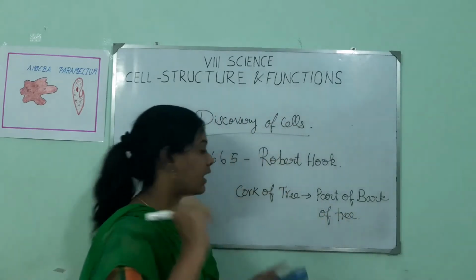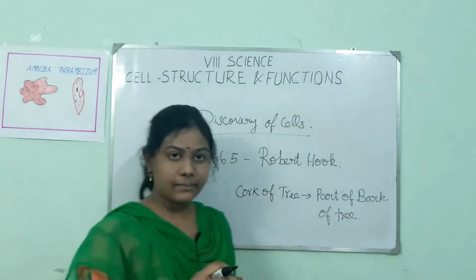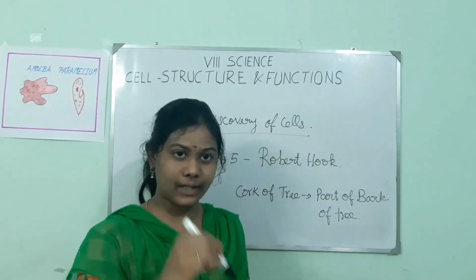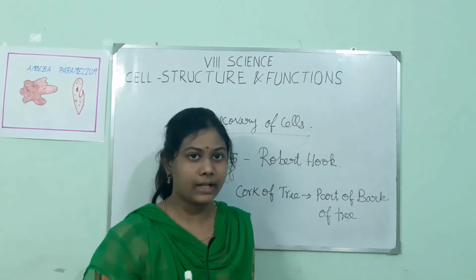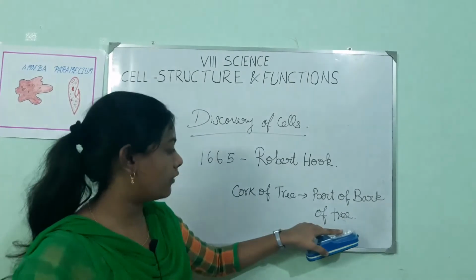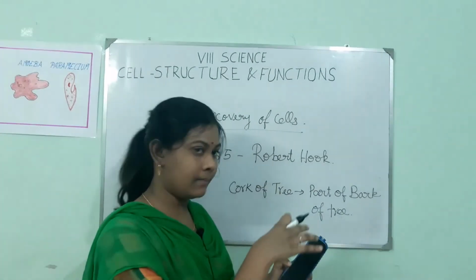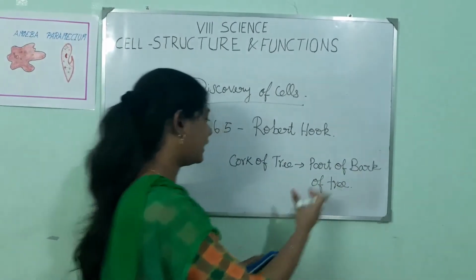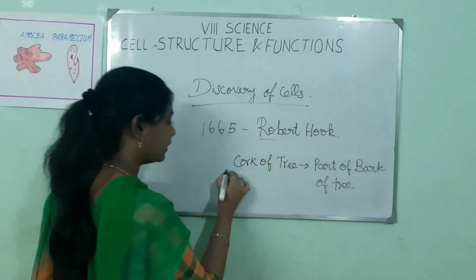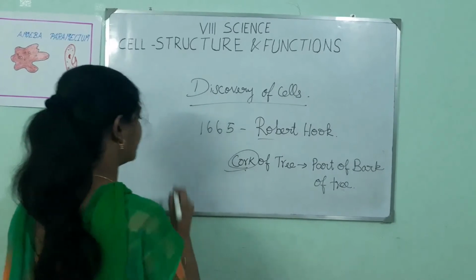If you see, when you cut a tree, you will observe that there are so many rings around the stem. Those rings are used to identify the lifespan of the tree. The bark of the tree is inside that stem, and inside the bark is the cork of a tree. Robert Hooke, the scientist, took this cork of tree for his observation.